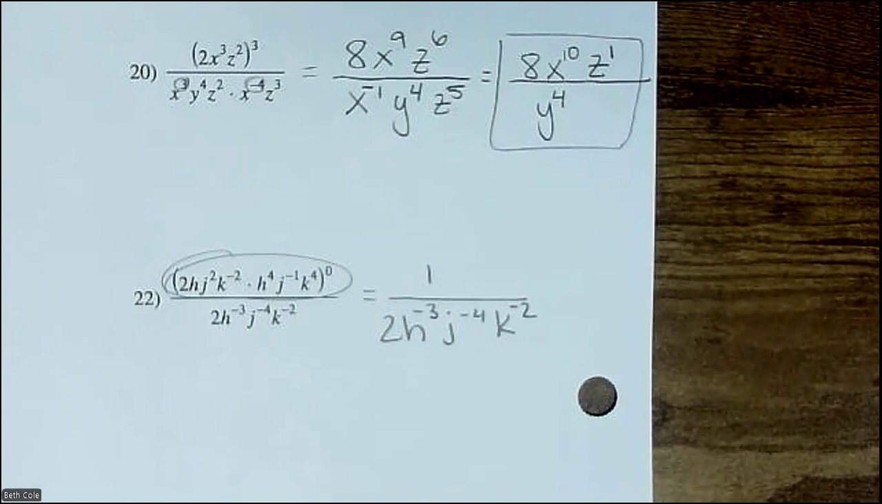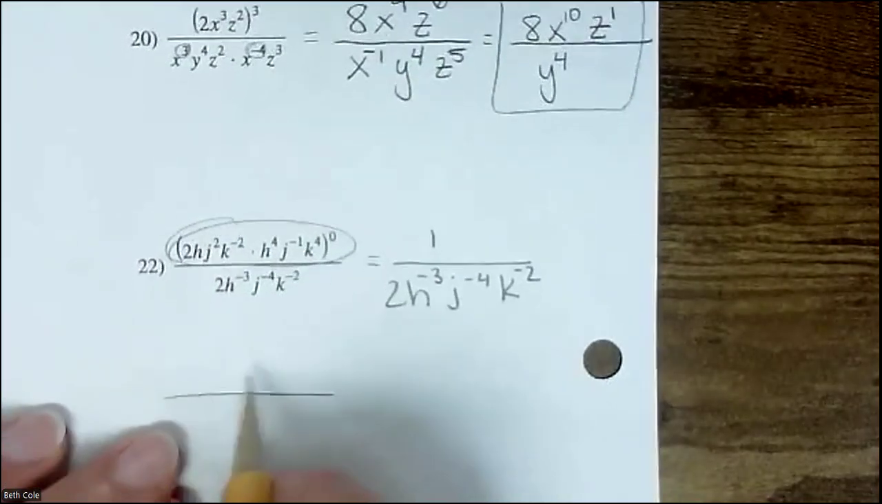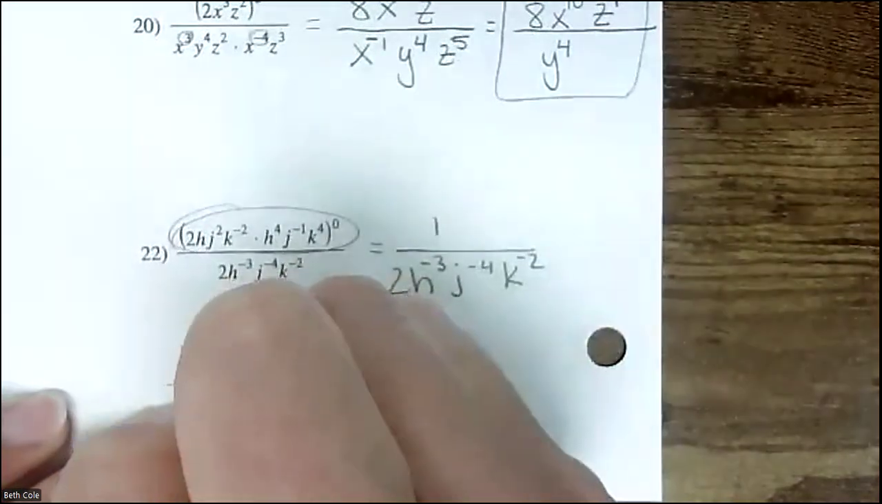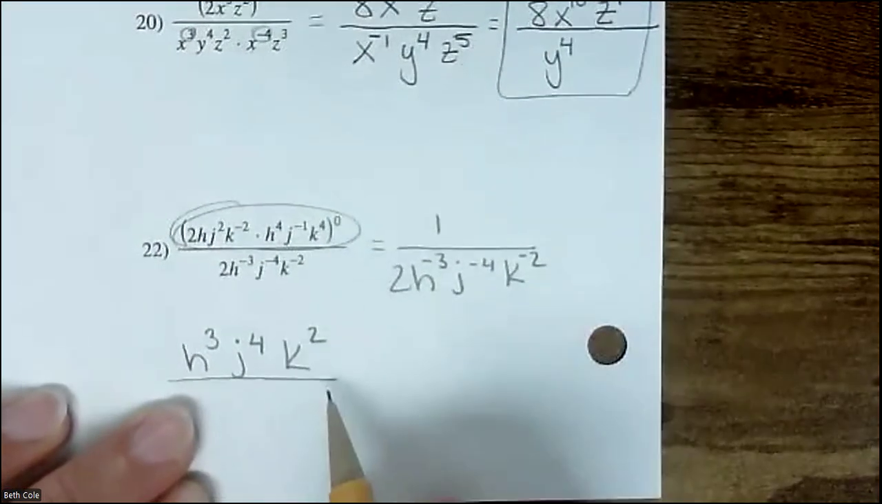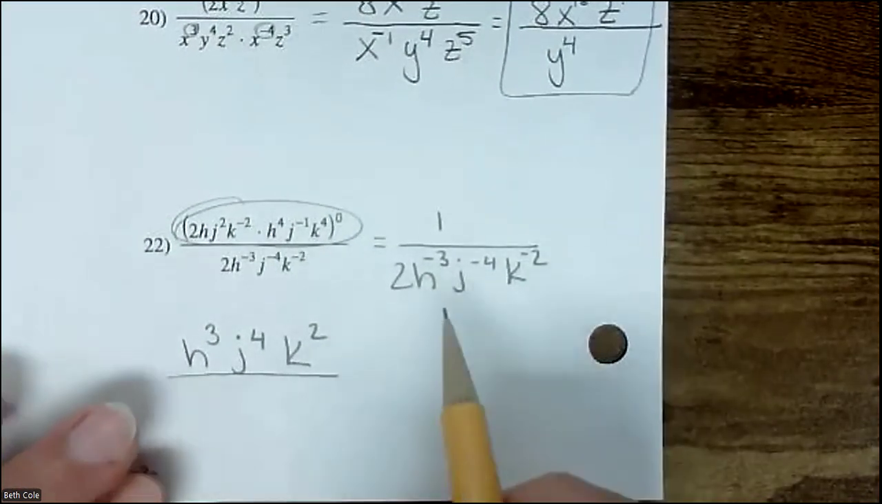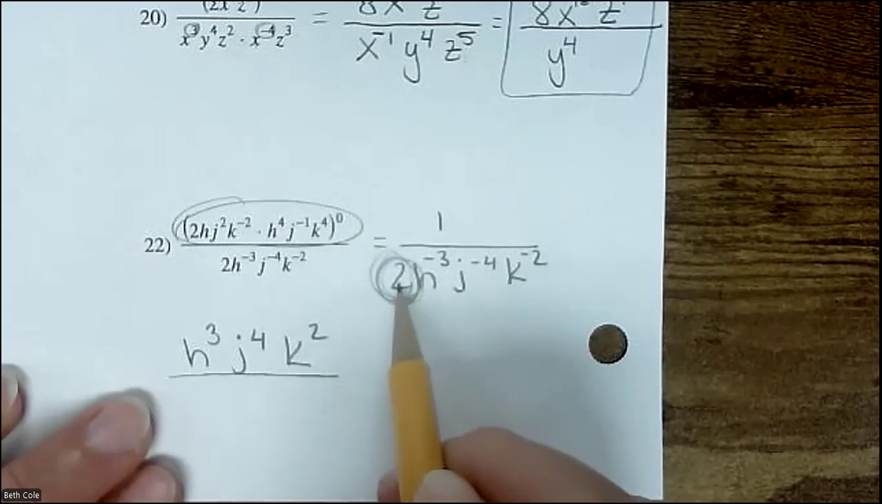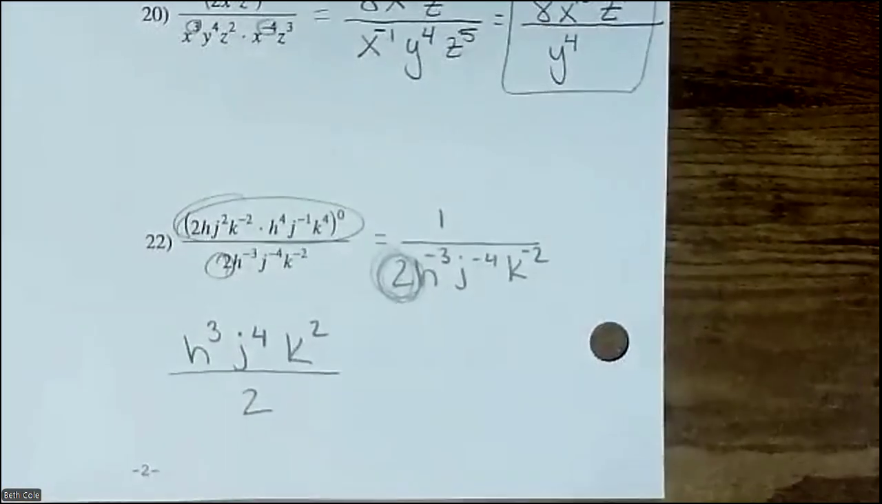The H's, the J's, and the K's, they're all negative, so they're all going to switch sides. So what's going to get written on the top here? H to the 3rd, J to the 4th, K to the 2nd. And then what goes on the bottom? Because there actually is still something there. Just that 2 that was there in the first place, that didn't do anything.